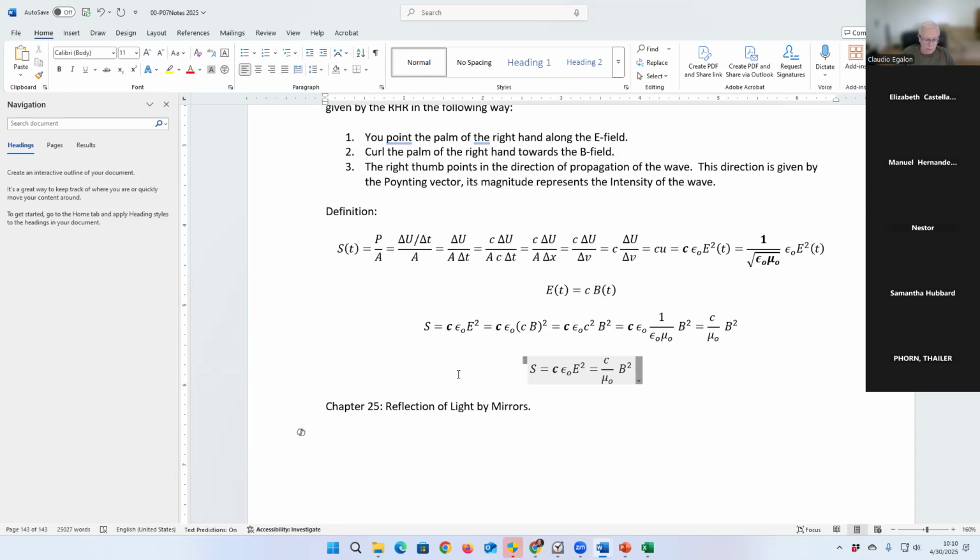The theory that we will use here is called geometrical optics. The theory of geometrical optics.